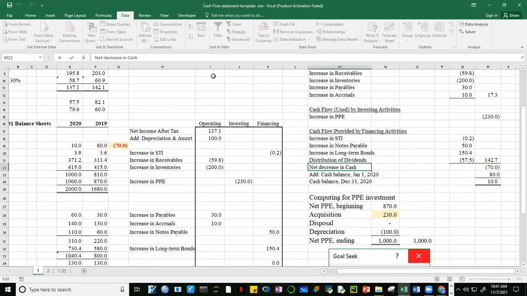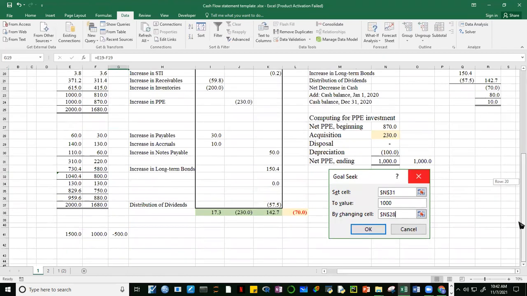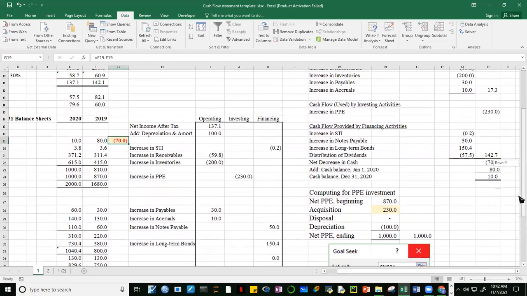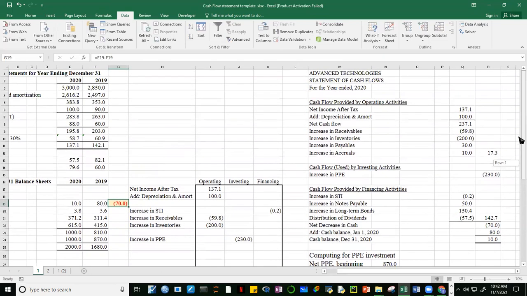So we sum this up, we get the net decrease in cash. Let me just capitalize this. Net decrease in cash, okay, of 70. Okay, and then cash balance at 80. Then we add everything to get the cash balance at the end, 10. Okay, so that's correct. 10, 80, 70 here. So that ends, guys, our discussion on the statement of cash flows. I hope you learned about how to use the pro forma in computing for the statement of cash flows.